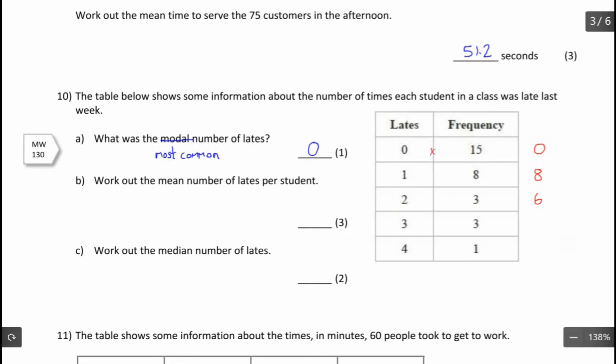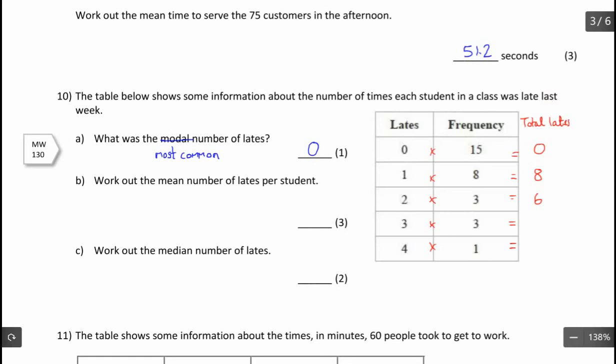Some of you might have cottoned on that what we're doing here is timesing these together and writing our answers over here. We are often given a lot of free space to the right of these questions for doing this, or sometimes even very generously they've added on a column for us to do it. Okay, so you can call this column whatever you like. Sometimes we just call it lates times frequency. I'm just going to call it total lates.